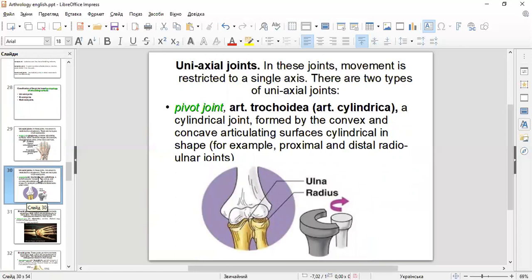Pivot joint, articulatio trochoidea or articulatio cylindrica. A cylindrical joint formed by convex and concave articulating surfaces, cylindrical in shape. For example, the proximal and distal radio-ulnar joints.